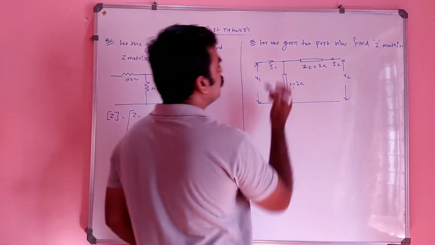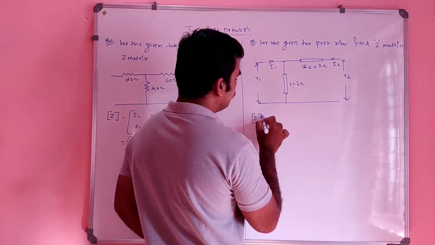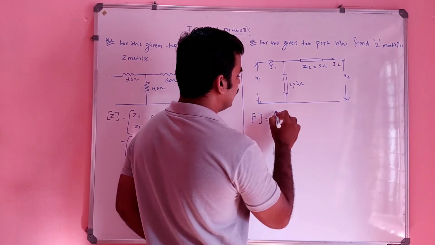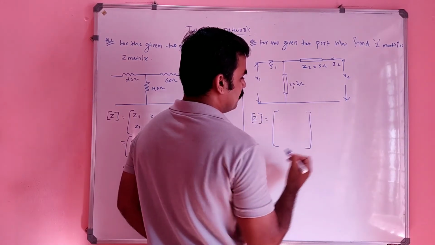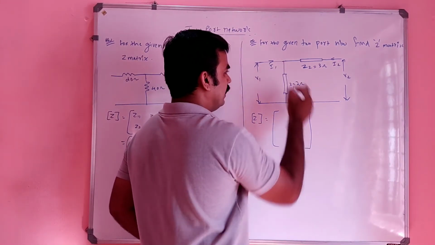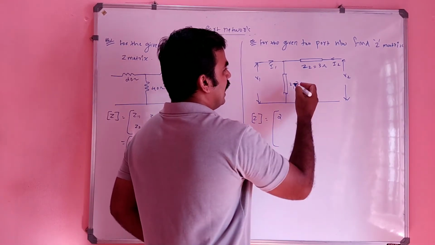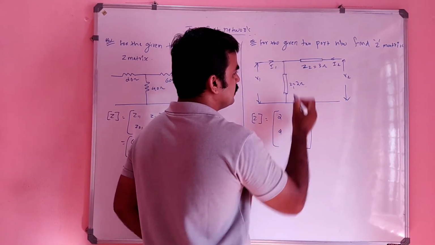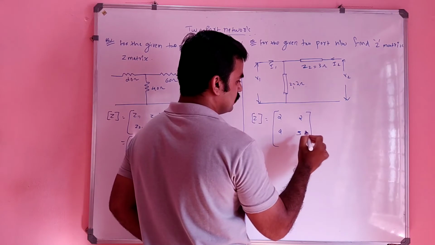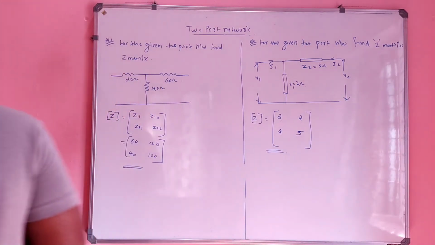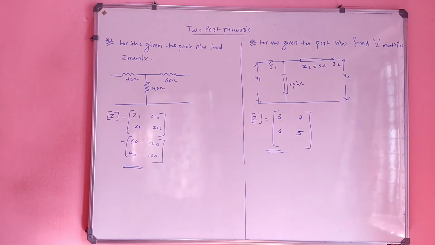So what will be Z11? The impedance matrix Z11 you can write directly, we are experts now, right? Z11 will be, add these two, so it will be 2. Z12 will be simply this, and Z21 is also simply this. Z22 is simply add these two. That's all about the Z matrix.